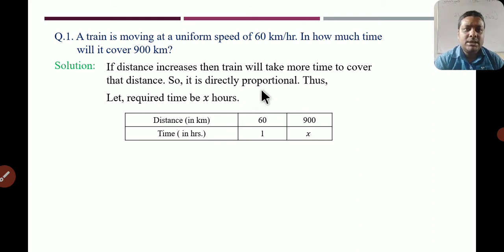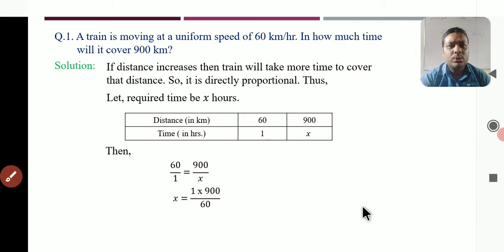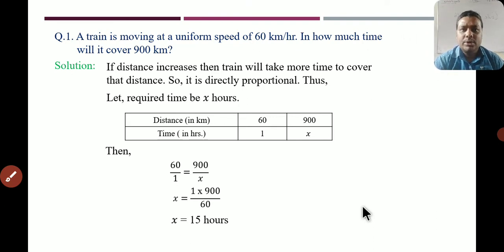Now, since it is directly proportional, we can say that 60 by 1 is equal to 900 by x. So x will be 900 by 60. Let's solve it: the zeros will cancel, 6 ones are 6, and 6 fifteens are 90. So the value of x is 15. It means a total of 15 hours it will take to cover that distance. Okay, so I hope that you all have understood this question here.